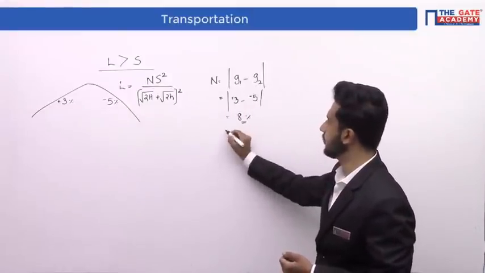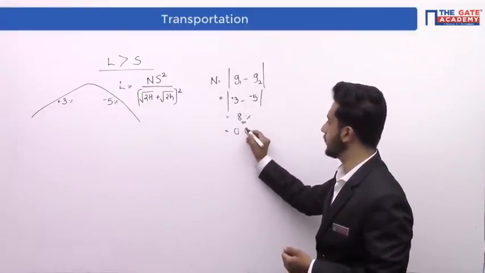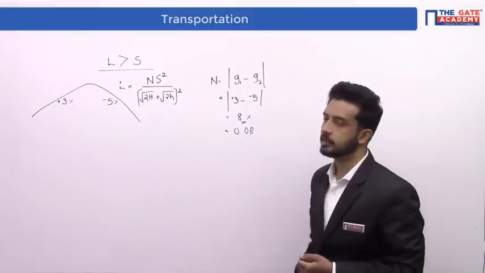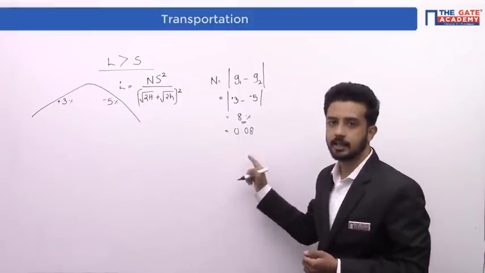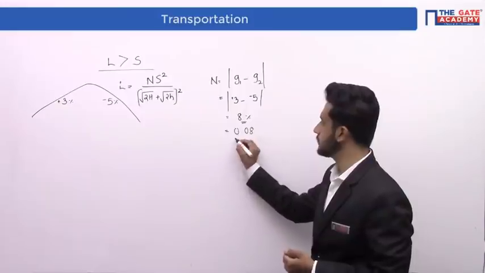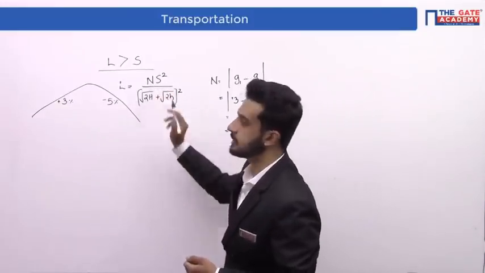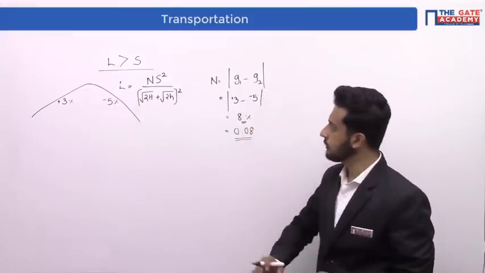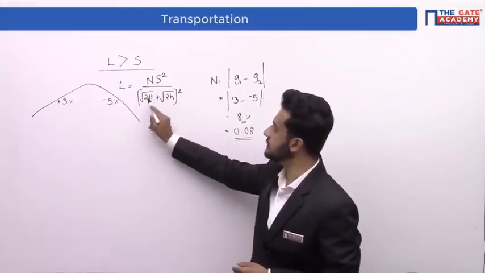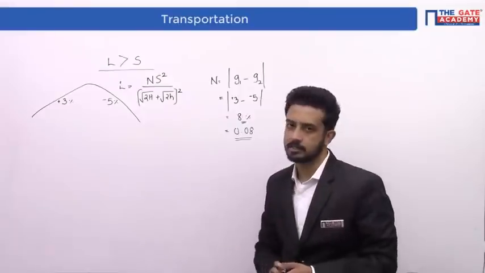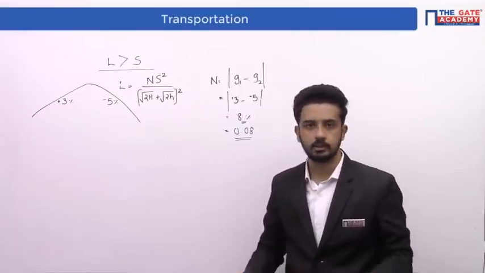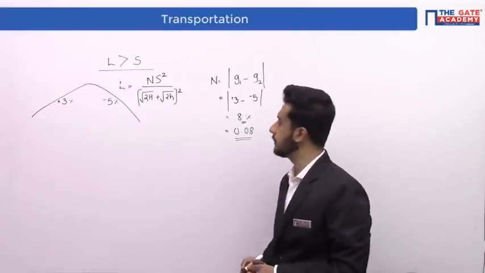Okay? So how should I write it? In decimal. In the equation, we will not use the percentage, we have to substitute 0.08. Okay? So this is done. Then we have to find out what is the value of S, capital H and small h. Then substitute in the equation, the length is found out.